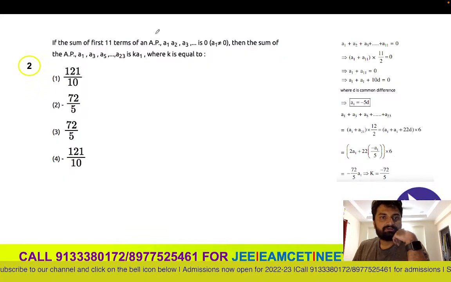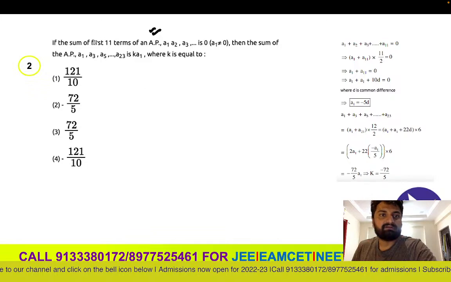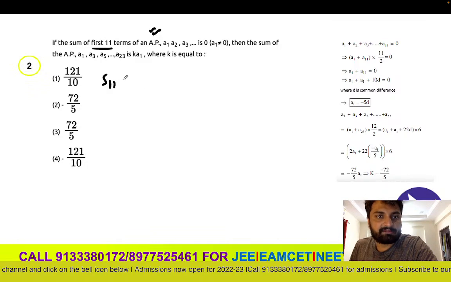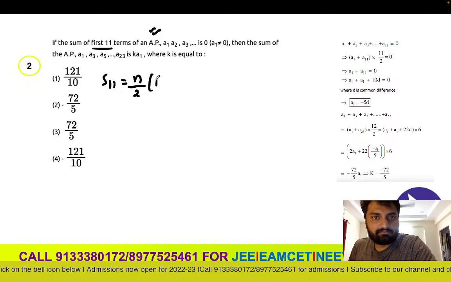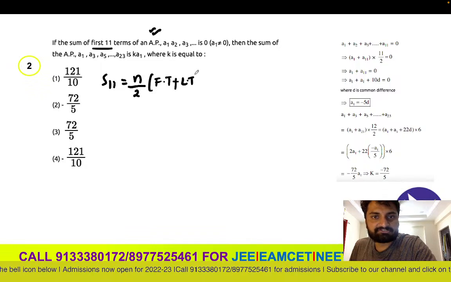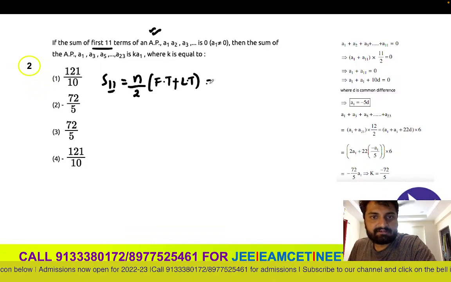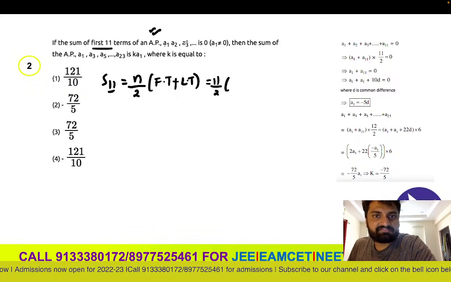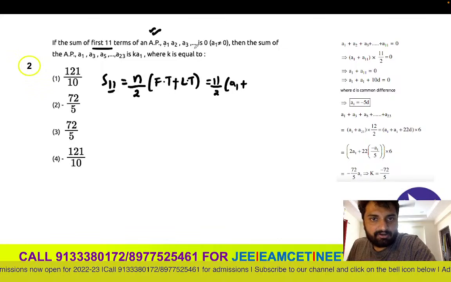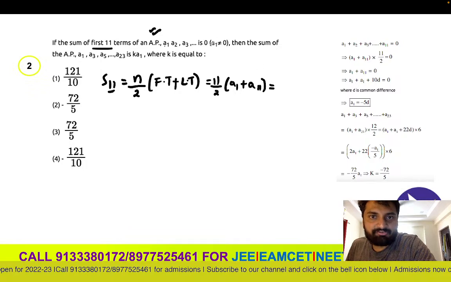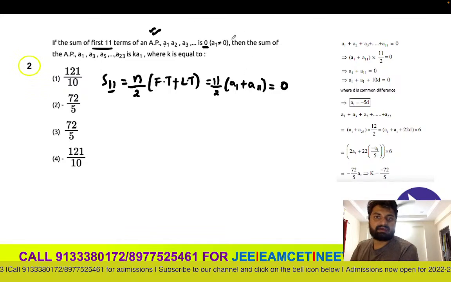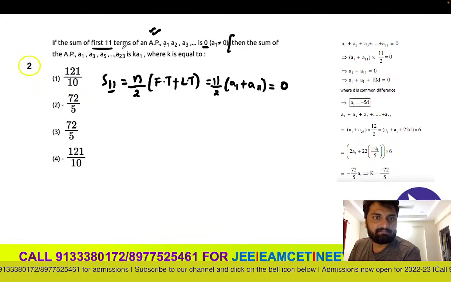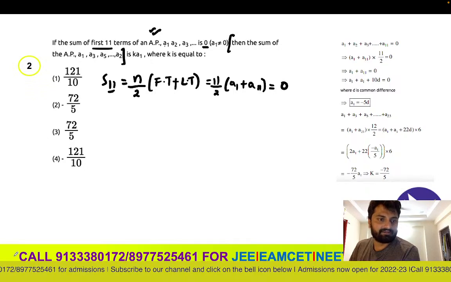Now second question. Now we are talking about arithmetic progression, AP. Sum of the first 11 terms in an AP. So what is the sum of n terms? N by 2 into the first term plus the last term. So if you have 11 terms, it will be 11 by 2 into the first term A1 plus the 11th term A11. The sum of the first 11 terms, they said in the question, is 0. Then they are asking the sum of A1, A3 up to A21.